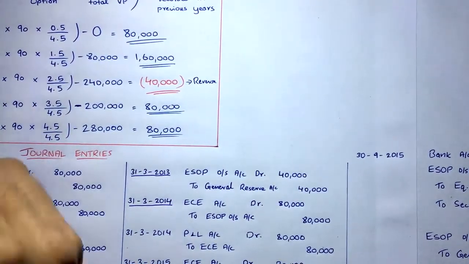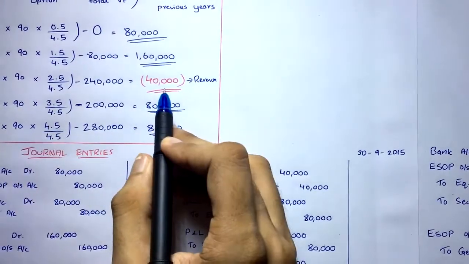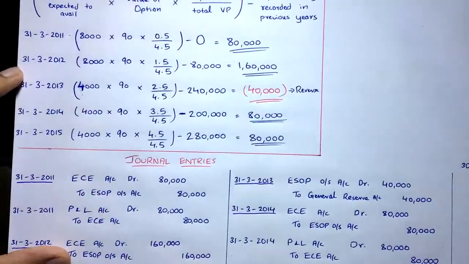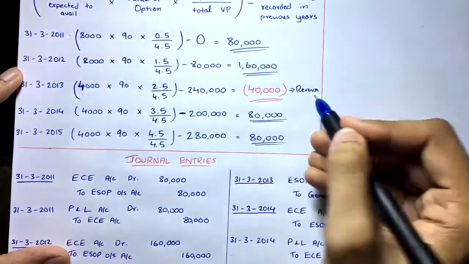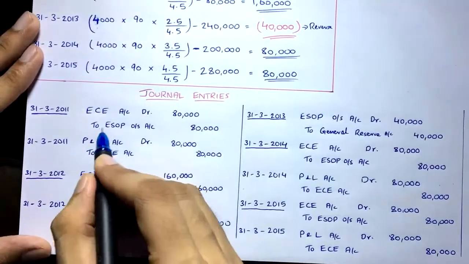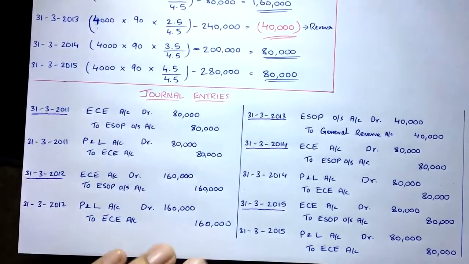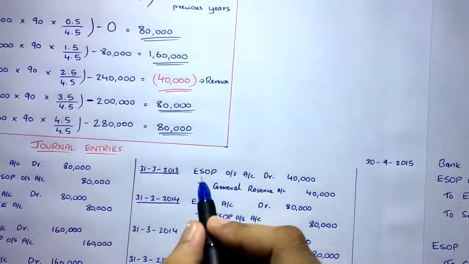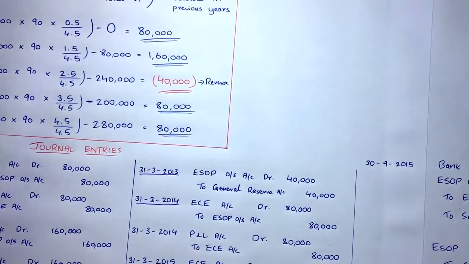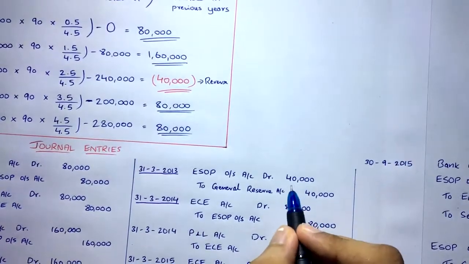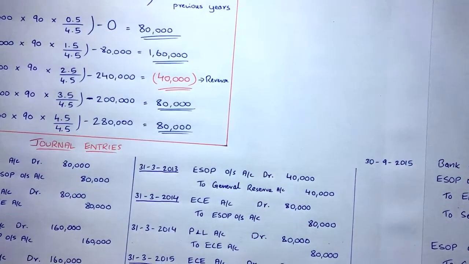No. Here what has happened? On 31st March 2013, we have got negative 40,000 in the calculation. So if we get the calculation in negative, what do we do? We reverse the liability. The liability which we were recognizing here, that thing we have to reverse. How do you reverse the liability? ESOP outstanding account debit, you're going to debit that because liabilities have a credit balance. You're going to debit that and transfer it to the free reserve called a general reserve.